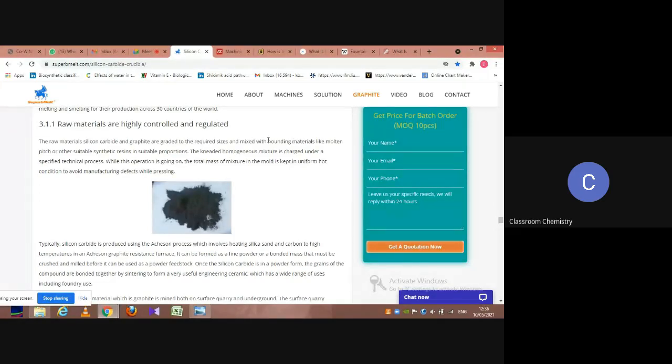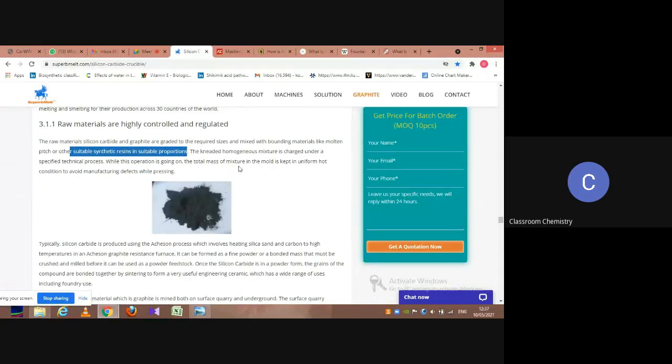Okay, so silicon carbide is the first raw material, then second is the graphite, and in that mixture we have to add bonding materials like molten pitch or other suitable resins in suitable proportions. Okay, then this near homogeneous mixture is charged under a specific technical process. त्याच्यानंतर आपण टेक्निकल प्रोसेस करून त्याचं होमोजेनियस मिक्सचर बनवावं लागतंय. Okay, so you'll get the fine powder, and after that the total mass of the mixture is molded.